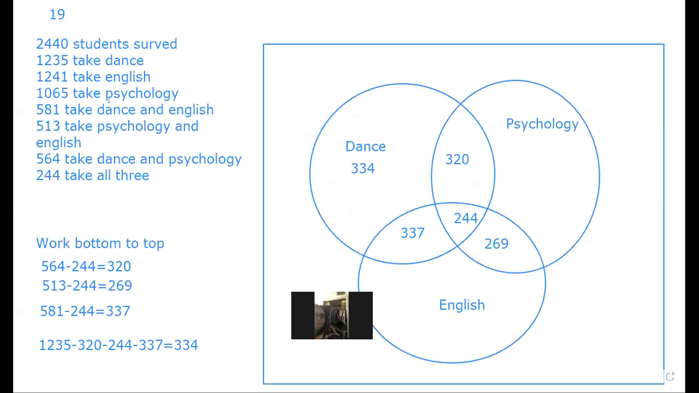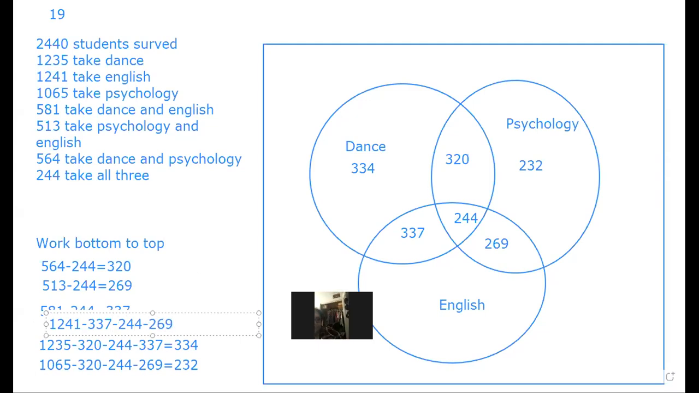Then I can do the same thing with psychology: 1,065 minus 320 minus 244 minus 269 to get 232. And then with English, I would get 1,241 minus 337 minus 244 minus 269, which is 391. So those are all but one of my numbers.